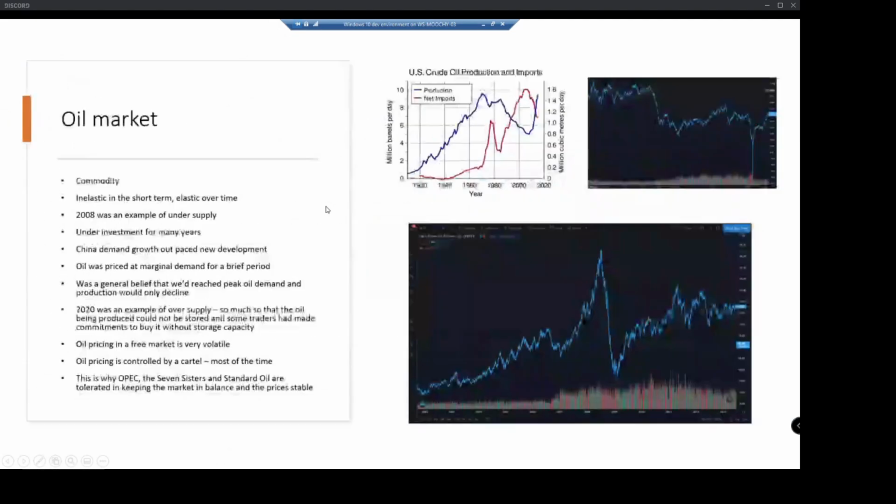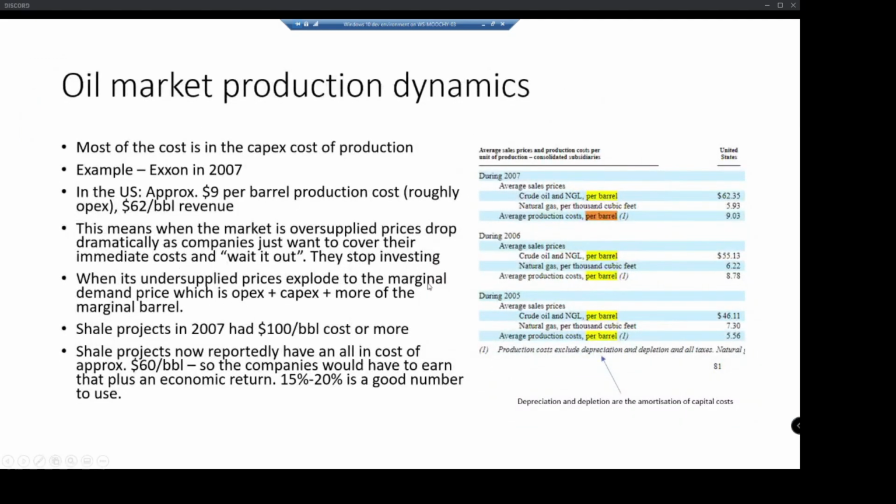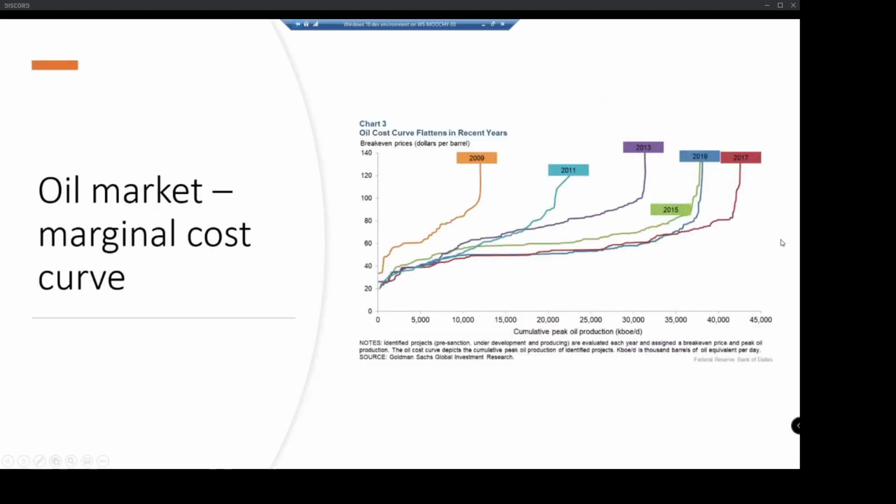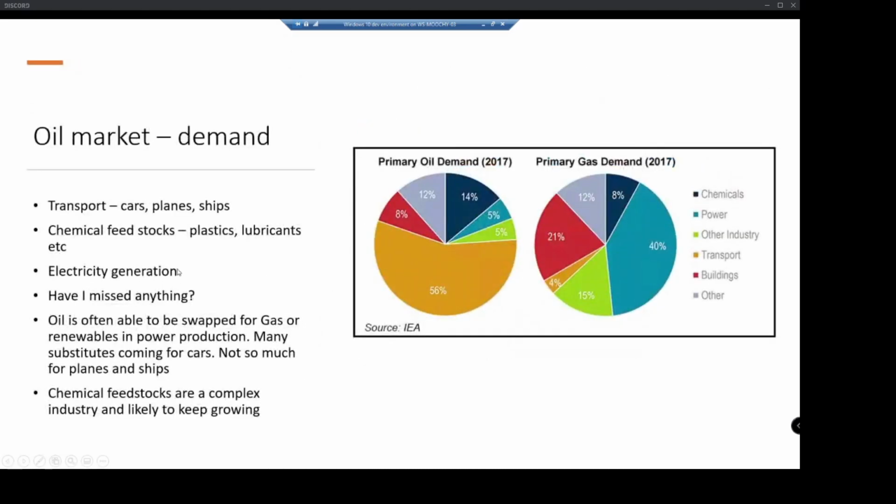So we've looked at sort of the general overview of oil. We've looked at the sort of production dynamics. So it costs a lot to set one up and not much to run it. We've looked at how production changes over time. We've looked at what the marginal cost is, and now we look at who's actually buying the stuff. What are they using it for? So it's pretty obvious to people for oil. We use it for cars, planes, ships, chemical feedstocks, so plastics and lubricants, and electricity generation.